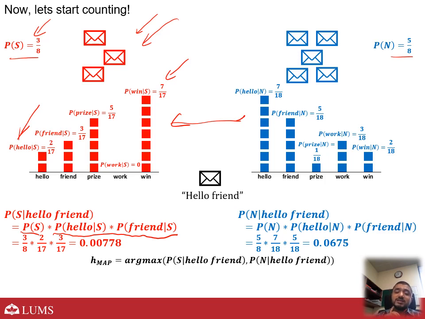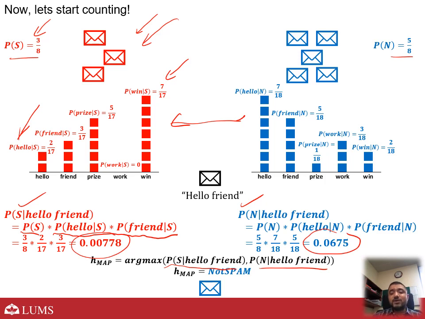So you just plug these in and into the H map. So the maximum a posteriori would be just the argmax over both of these, so you just find this out and it comes out to be not spam, because not spam ke case mein it's 0.0675 versus the 0.00778. So therefore your output would be, the naive Bayes classifier is going to say this email is not spam.